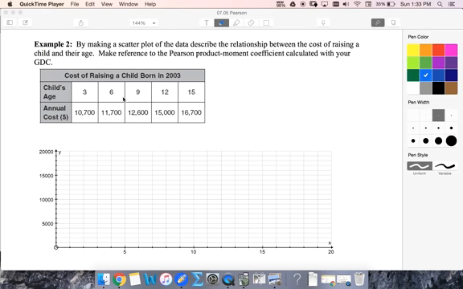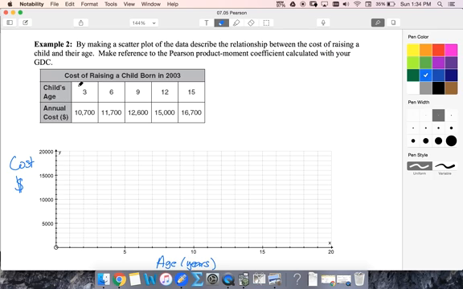All right, so now we're going to look at our own data and try to determine the Pearson product moment correlation coefficient, how it's calculated, and think about what it should be based on our data. So I've got my y-axis here. My y-axis is going to be cost of raising the child. So cost, and that's in dollars. My x-axis is going to be age, and that's in years.